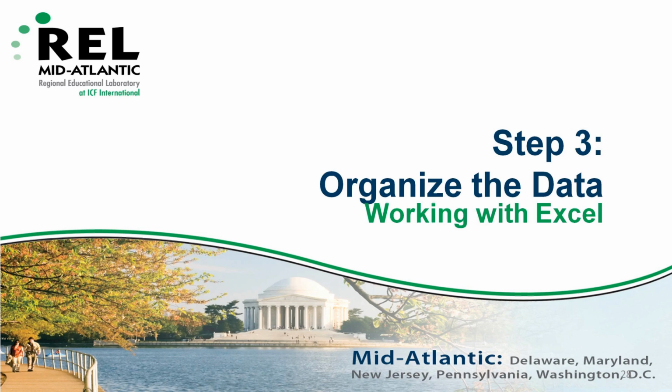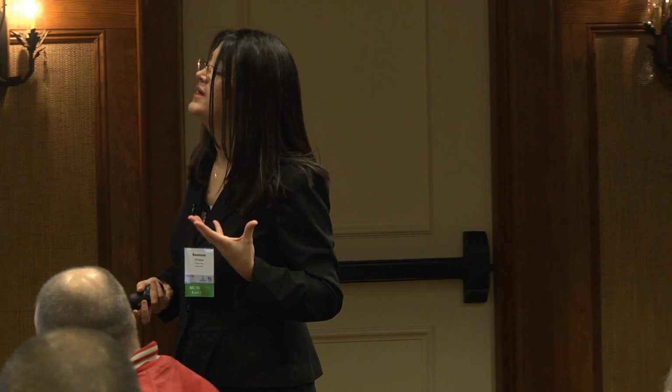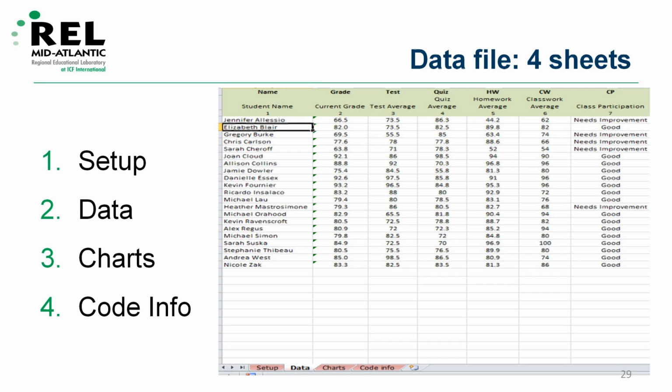So now we're going to talk about a certain way the file needs to be set up for the macro to work. With the macro, our data file should have 4 sheets, and you can see the names on the bottom. There's a setup sheet, you have the actual data sheet, the chart sheet, and then the code info sheet. So these are the 4 sheets, and I'm going to go through these with you so you can see this.